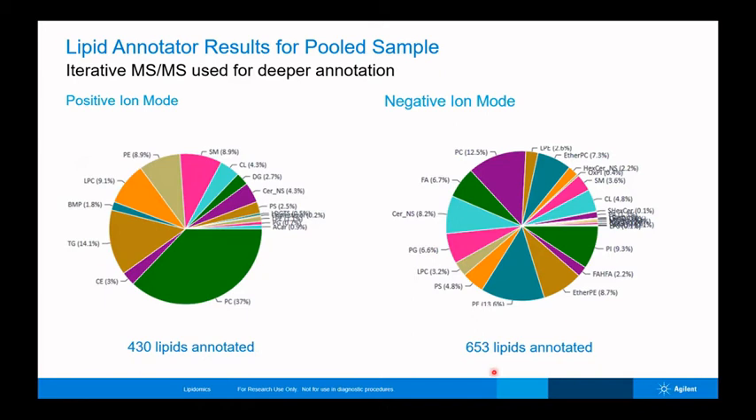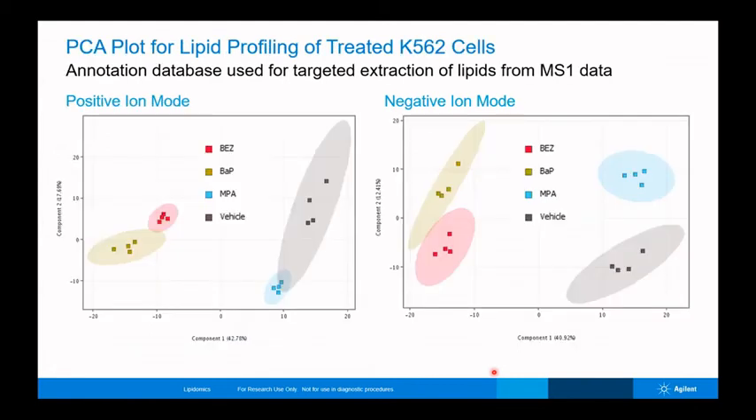So taking this information from the cells that were harvested, etc., and doing statistical analysis, we were able to show a clear and nice separation between the different treatments in the samples. It looks like the MPA is somehow close to a vehicle treatment in the positive mode, whereas there is a clear-cut separation in the negative mode.